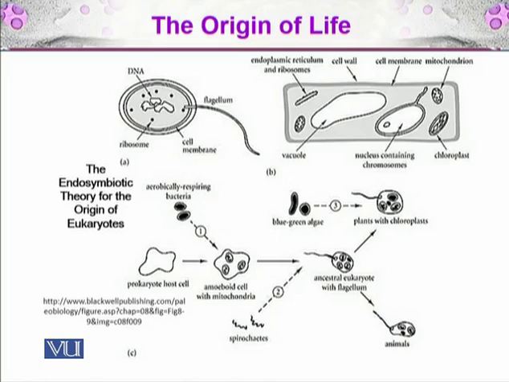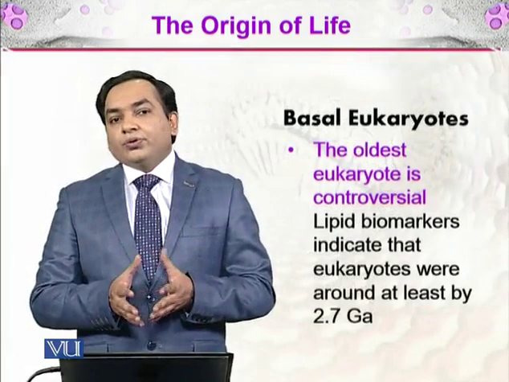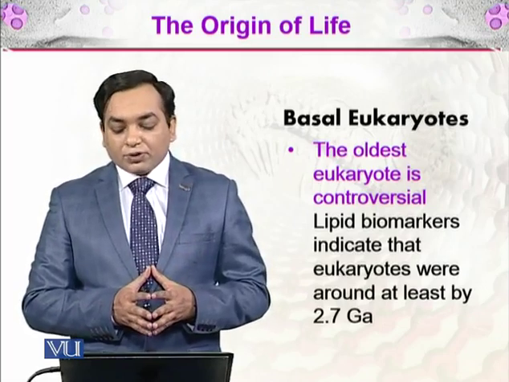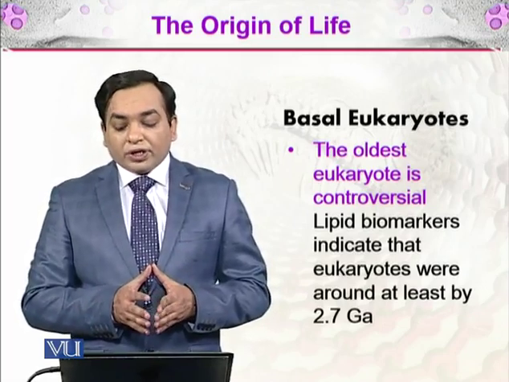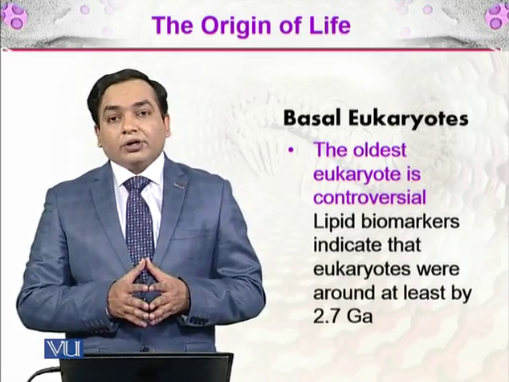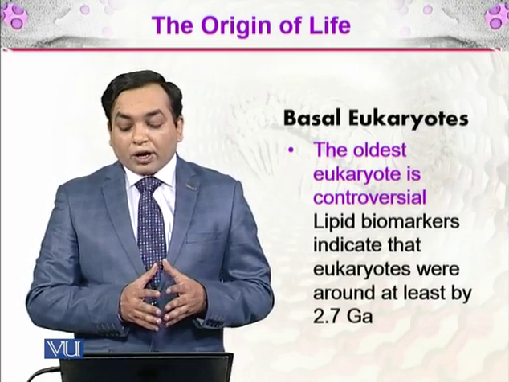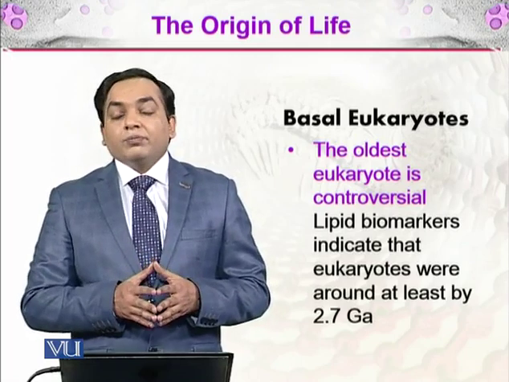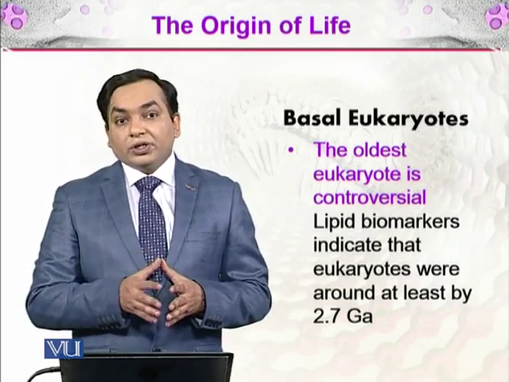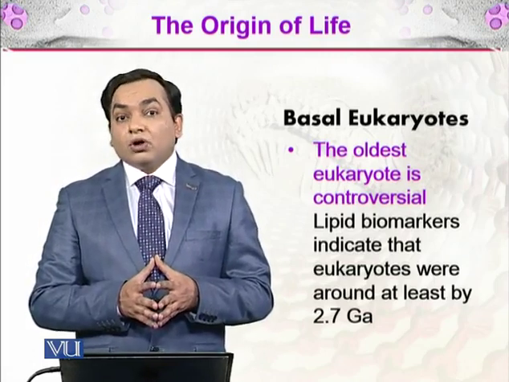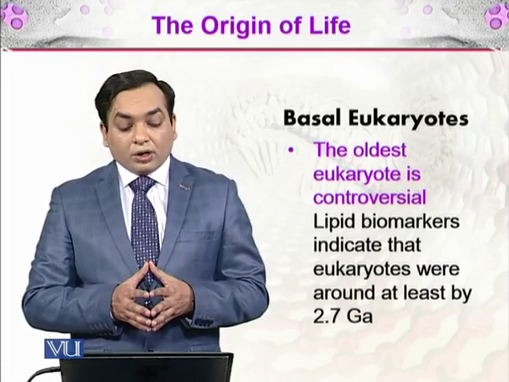So in this slide, we have discussed how the endosymbionts are formed. Basal eukaryotes means the eukaryotes which were formed in very early forms of life. The oldest eukaryote is controversial. We don't know when it was formed. The lipid biomarkers indicate that eukaryotes were around at least by 2.7 giga-annum. That means 2.7 billion years ago, the first eukaryote was formed. Again, this evidence is not agreed upon by all the scientists.